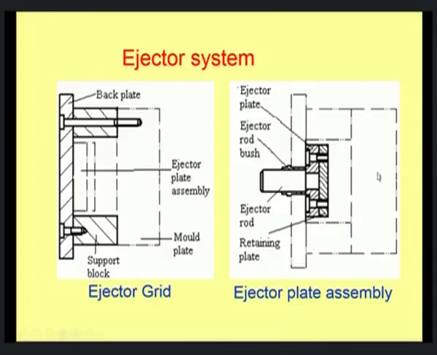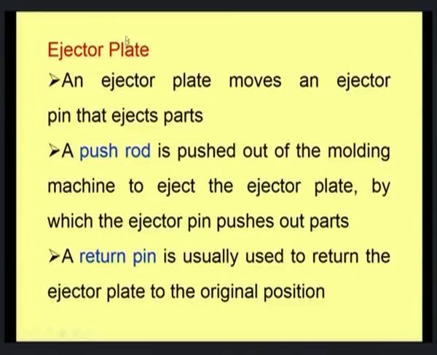Now, if you look into the ejector plate assembly, it has an ejector rod which is going to actually tip the product out, and then this is the retaining plate which will pull back this ejector plate once the product is ejected out, and then this is the ejector plate which actually moves the ejector plate assembly forward. Now, we will see in detail about the ejector plate, which is the main part of an ejector plate assembly. An ejector plate moves an ejector pin which is going to actually eject the part out. A push rod is pushed out of the molding machine to move the ejector plate.